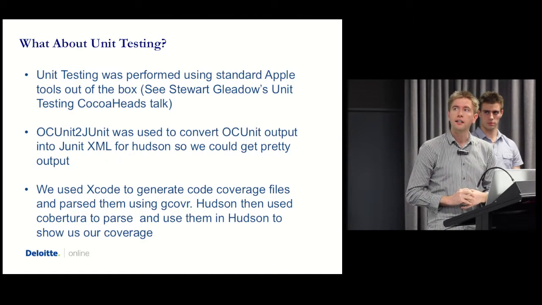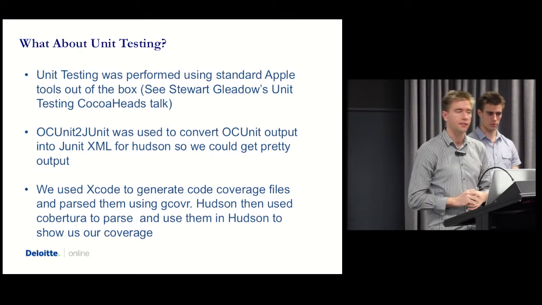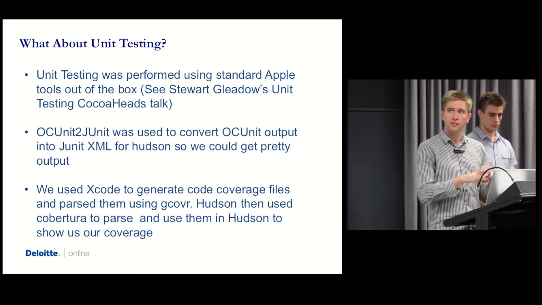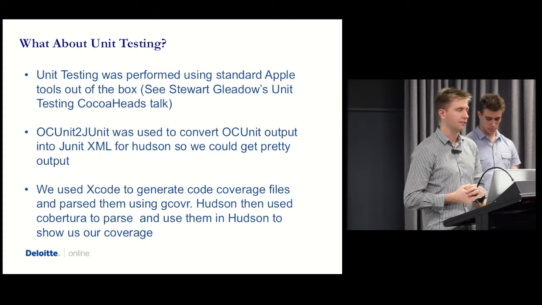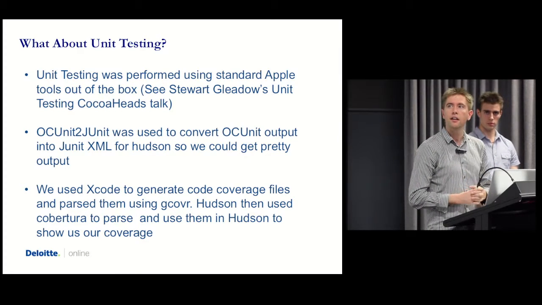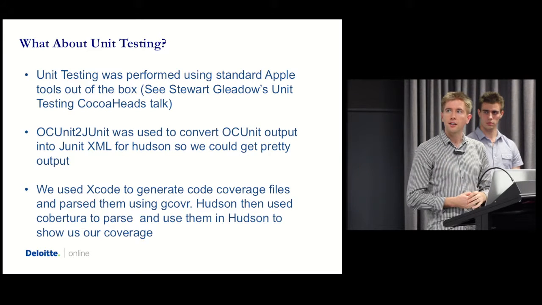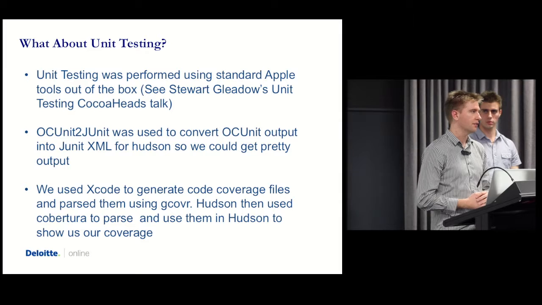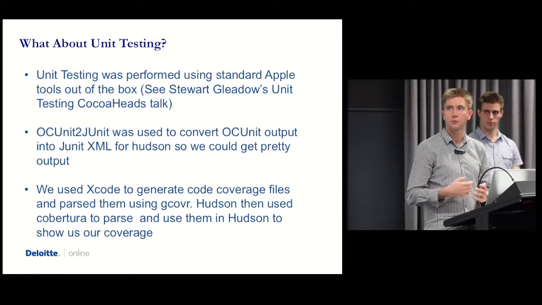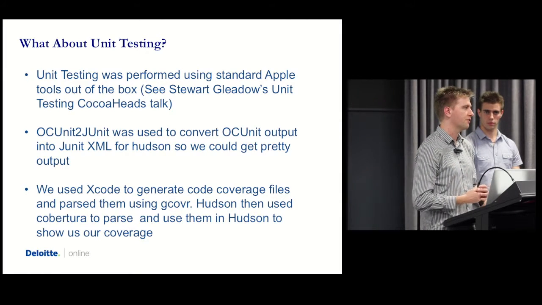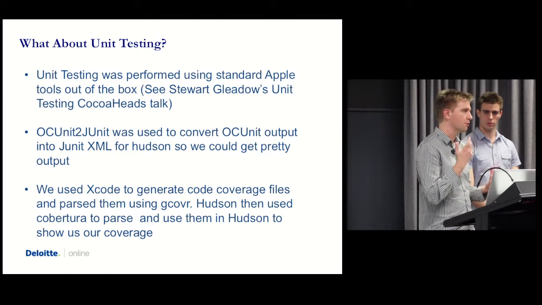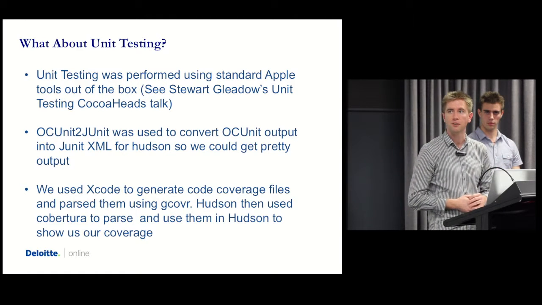What we're working on currently, and it'd be great to hear from you guys if you have any input, is to tightly couple this with our integration server. What we're looking at using and experimenting with is the OCUnit to JUnit suite so that we can get JUnit XML out of it, and Hudson understands that and we get nice reporting, things like that. So that's something we're playing with at the moment.